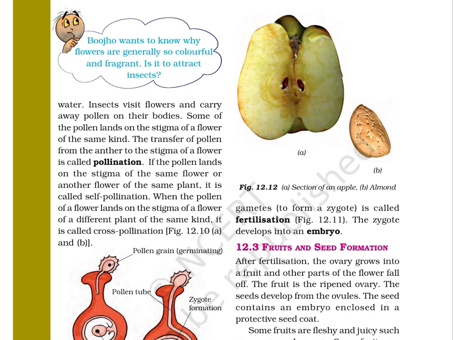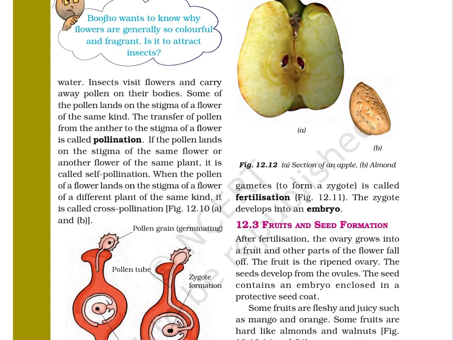If the pollen lands on the stigma of the same flower or another flower of the same plant, it is called self-pollination. When the pollen of a flower lands on the stigma of a flower of a different plant of the same kind, it is called cross-pollination. You can observe both of these in figure 12.10 a and b.